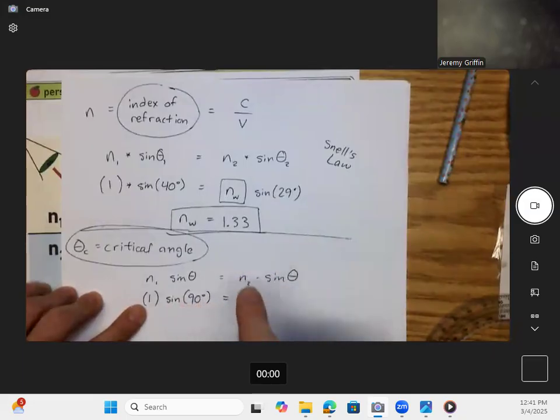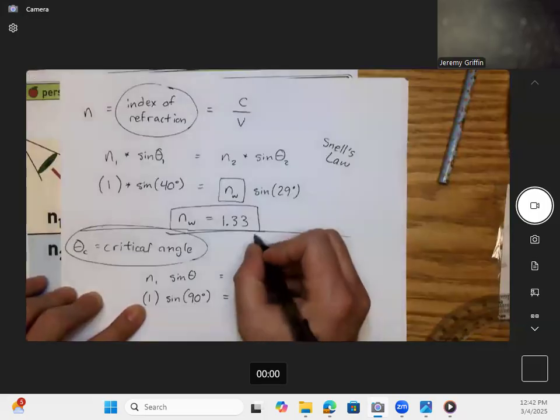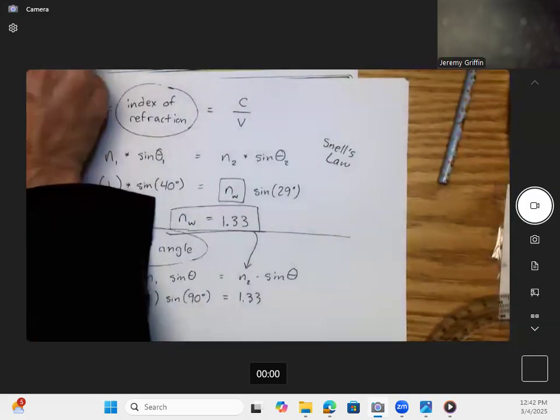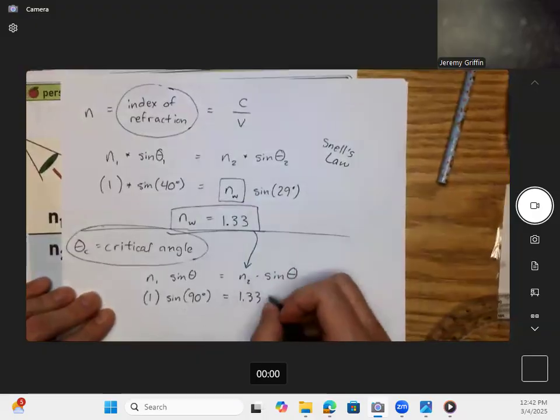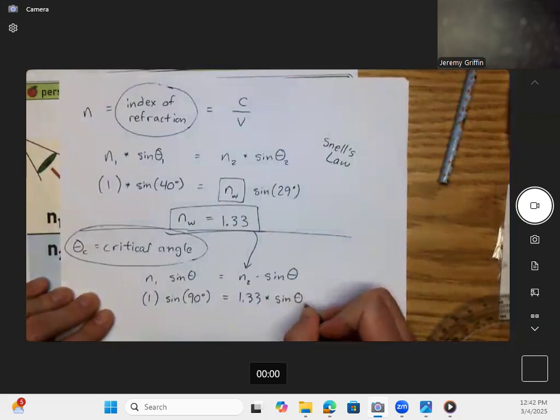Then over here, I know what the index of refraction of water is. Does anybody else know? What is the index of refraction of water? Aha! Right here, 1.33. We found that already. So after you find the index of refraction of your glass piece, then you can do this process I'm in the middle of doing right now, to find out what the critical angle is.